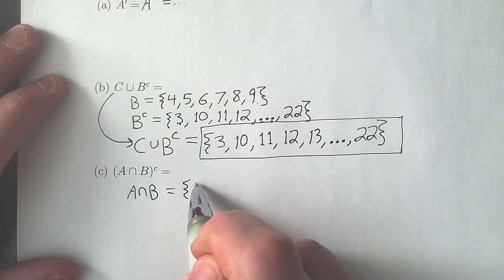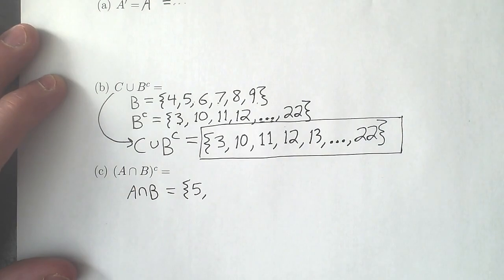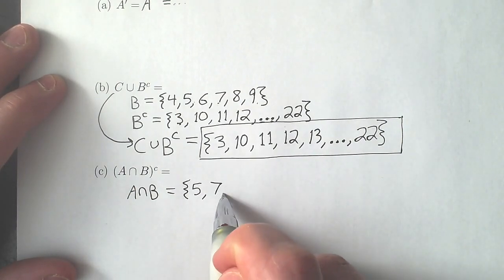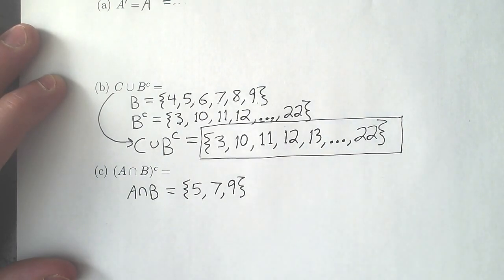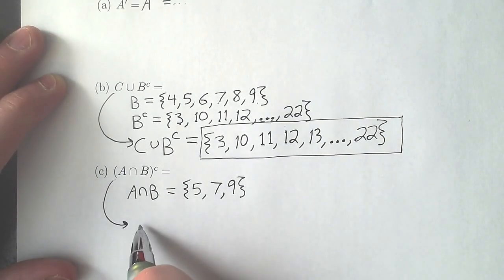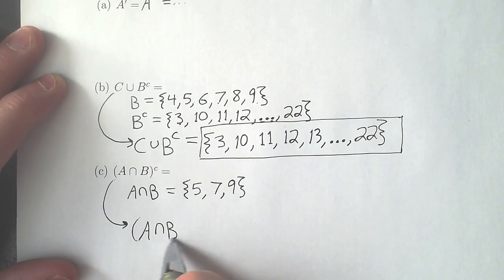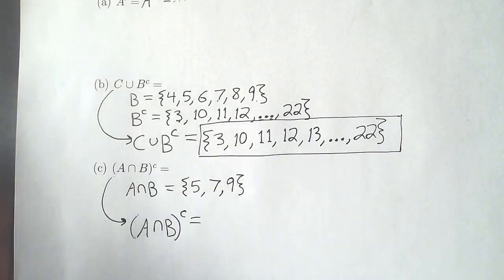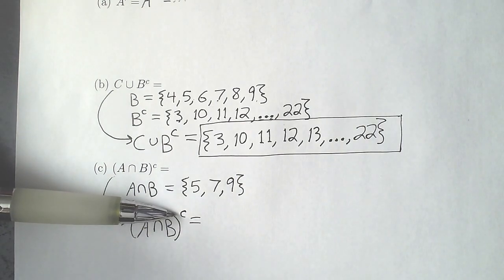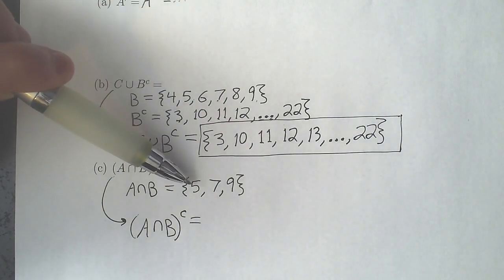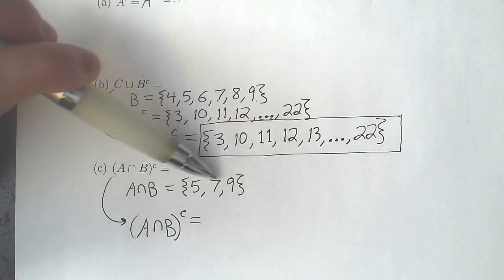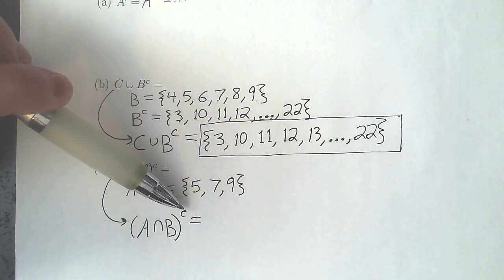So the number 5, that's in both of them. The number 7, that's in both of them. And the number 9, that's in both of them. And now I could answer the complement of it. I think this is going to be a pretty big set. I think there are a lot of things in this. When you have to do a complement, it's kind of like doing the opposite. So, the opposite of this set. Because this set was pretty small, it only has 3 things, the complement is going to be pretty big.